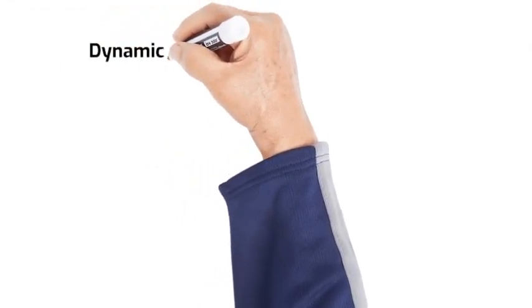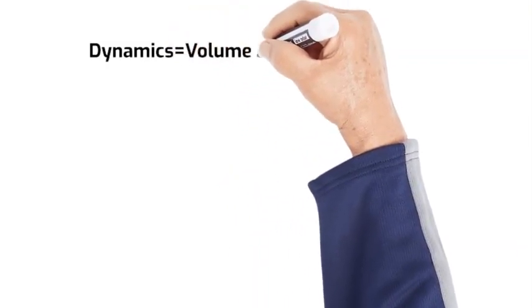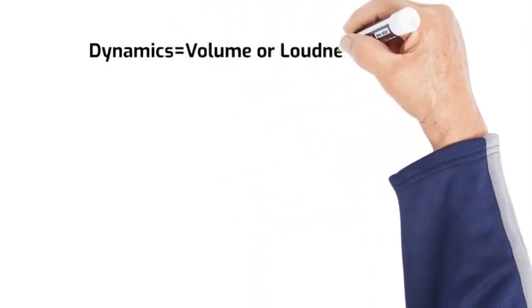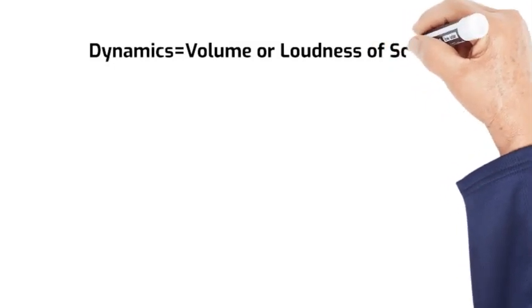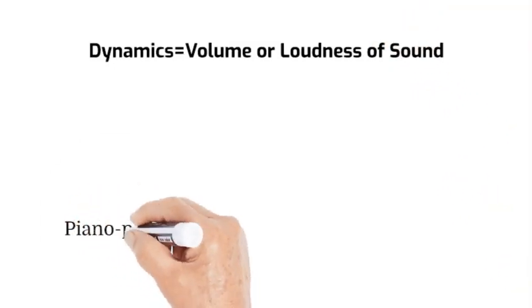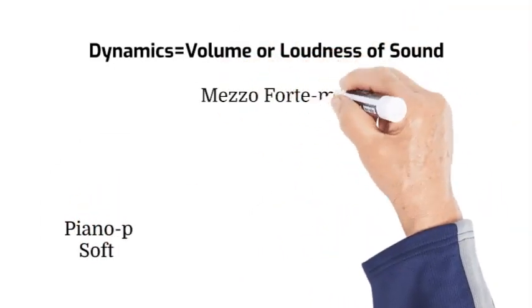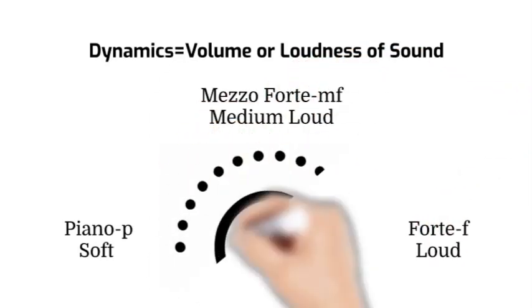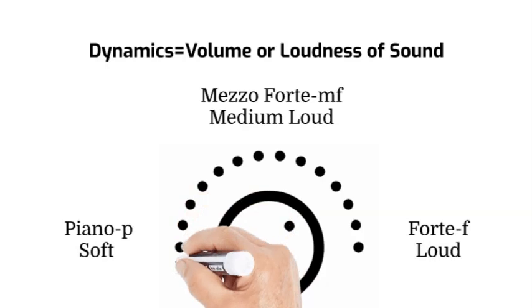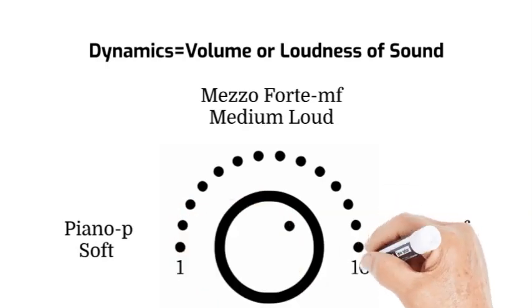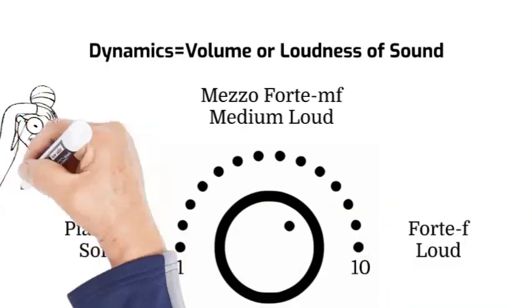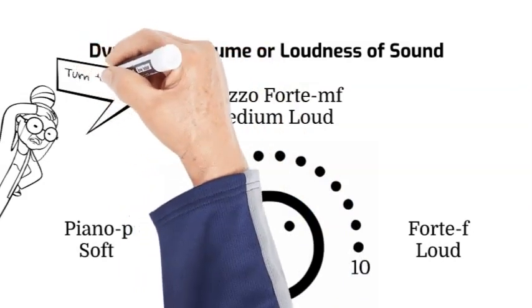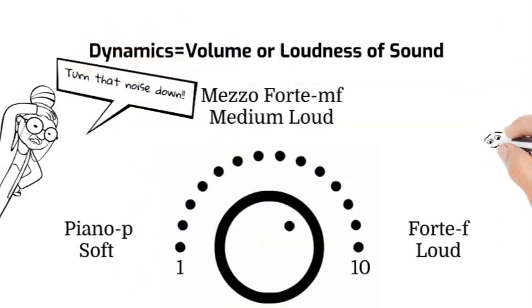Dynamics are simply how loud a sound is, or volume, and they are most commonly expressed by the musical terms piano, which is soft, mezzo, which is medium, and forte, which is loud. Think of a volume knob that goes from 1 to 10. 1 would be very soft, or piano, and 10 would be very loud, or forte. Dynamics within a piece of music make a piece of music, well, dynamic.